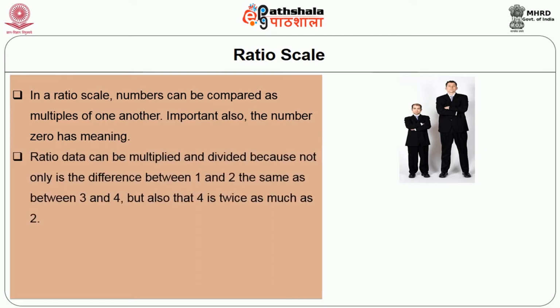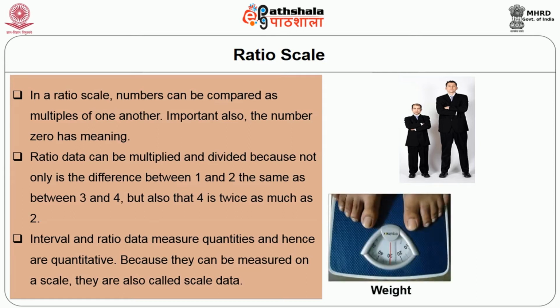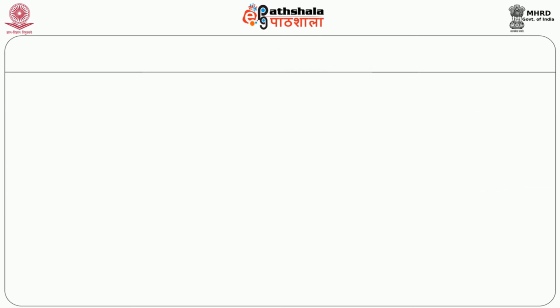Ratio data can be multiplied and divided because not only is the difference between 1 and 2 the same as between 3 and 4, but also because 4 is twice as much as 2. Interval and ratio data measure quantities and hence are quantitative data. Because they can be measured on a scale, they are also called scale data. For example, a person's weight, the number of pizzas I can eat before fainting, and so on.